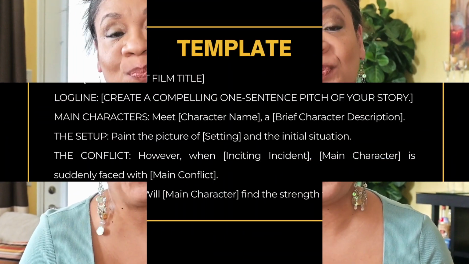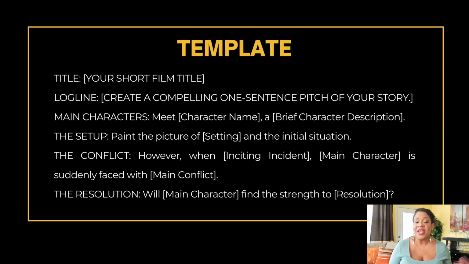Now, I'm about to make your life a whole lot easier. When I write a synopsis, I use a fill-in-the-blank template. This template can serve as a starting point for crafting your own. So first you start off with your title, then you create a compelling one-sentence pitch of your story, which is your logline. Then we should be introduced to your characters, specifically the main characters, and a character description. Then you're going to set it all up. You're going to paint the picture of the setting and the initial situation.